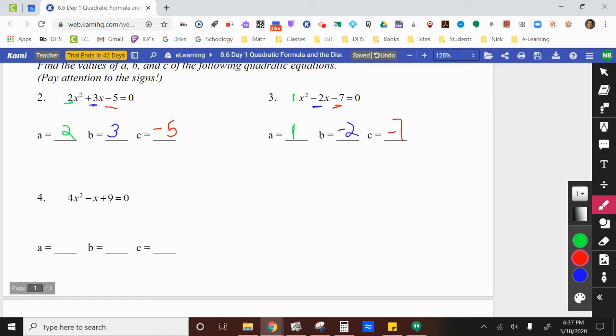All right, let's see how we did here. My a value should be 4. My b value is going to be -1, because negative x is really -1. And then my c value should be +9. Awesome. Hopefully you got that, but if not, it's okay because we're going to get plenty of practice identifying our a, b, and c values.